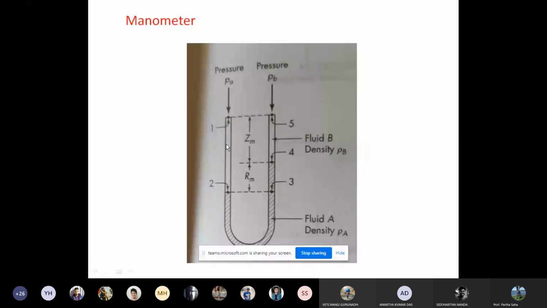So if it is less dense than rho A, then what is going to happen? At one end, the liquid is going to rise compared to the other end, right? Due to the application of pressures. So let's look into this. Next slide. Liquid B is immiscible with liquid A.